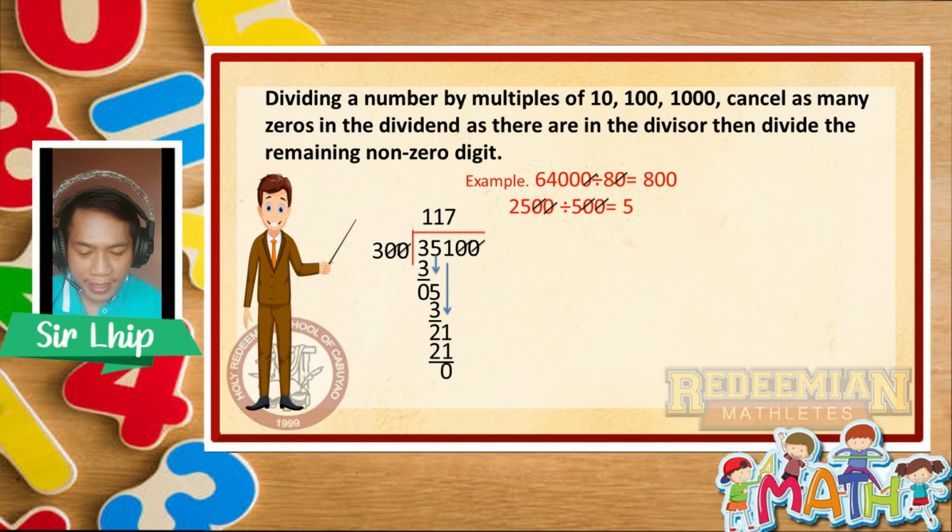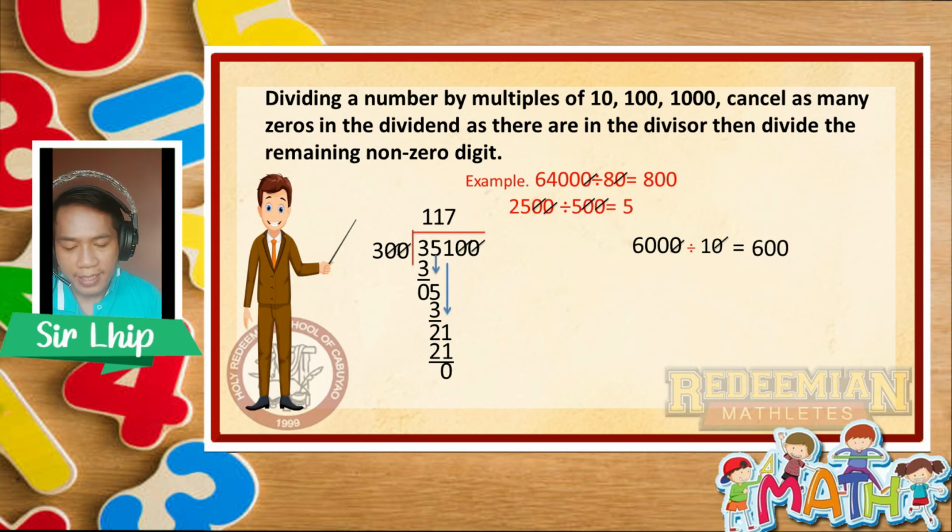6,000 divided by 10. Cancel 0 in the divisor, which is 1. So cancel 1 zero also in the dividend. 6 divided by 1 equals 6, and copy the remaining 2 zeros. Thus, the quotient of 6,000 divided by 10 equals 600.